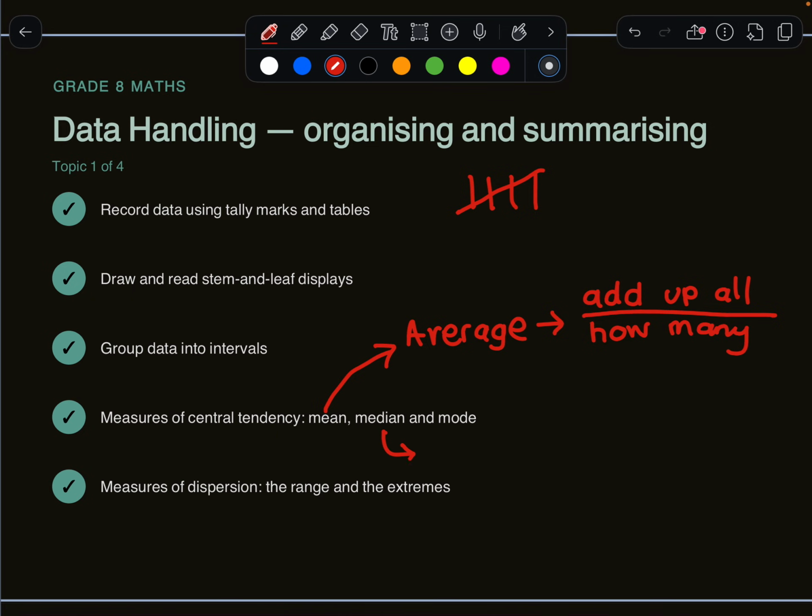Your median, I always say median, middle, looks similar. So it's just your middle number. You write them from smallest to biggest, and then you see what is the middle number. And your mode sounds like most, so your mode is your most popular: which number appears the most. And then you're going to look at the extremes, so which one is the biggest or the smallest.